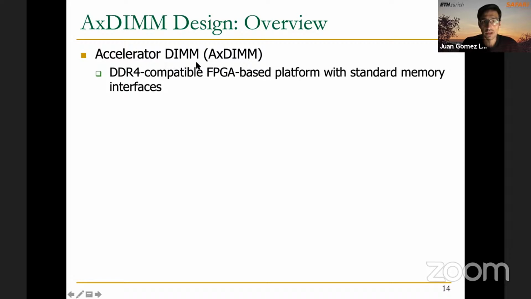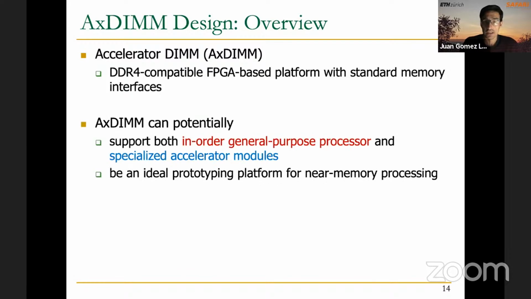So this AxDIMM is a DDR4. As I said, this is the realization in the paper, but future AxDIMM devices might, and apparently is what it looks like in the commercial picture that I showed before, use DDR5 memory. But for now this is a DDR4 compatible FPGA-based platform with standard memory interfaces. And it can be a prototyping platform for near memory processing, not only for this type of problem, recommendation systems, but maybe for many other different workloads that could adapt well to this kind of system.